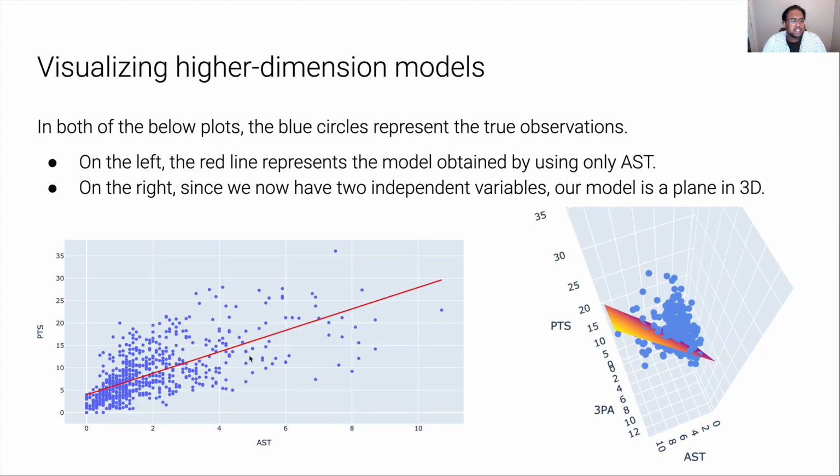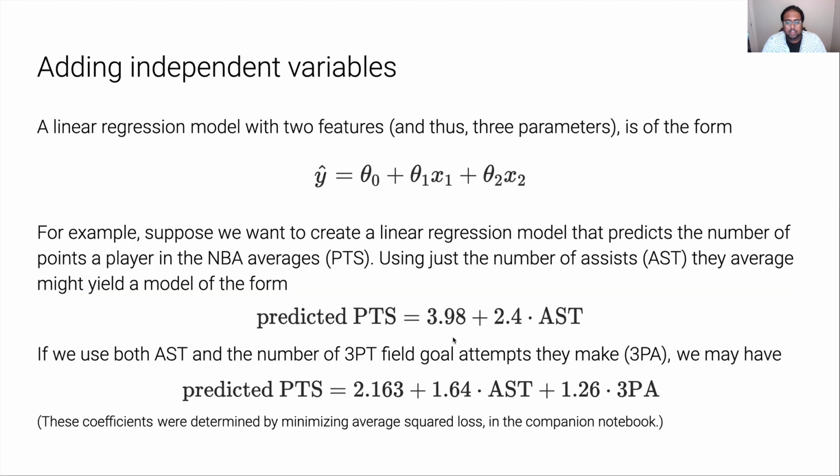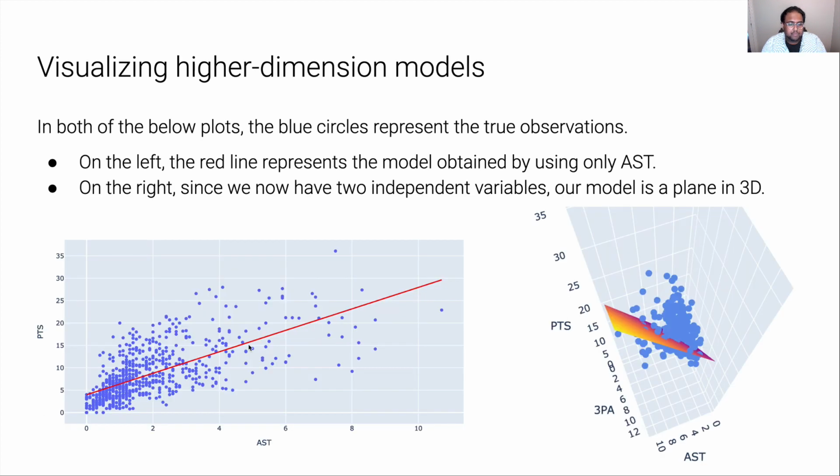On the left, we have a scatter plot of assists on the x-axis and points on the y-axis. The blue points correspond to the true observations. And this red line corresponds to our simple linear regression model, 3.98 plus 2.4 times assists. Our new sophisticated model has two independent variables, and so it looks like a plane in 3 dimensions.